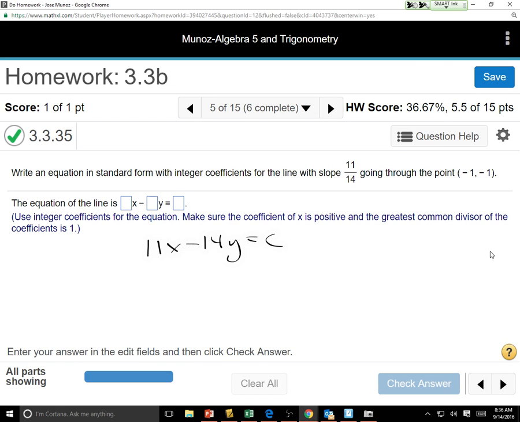Now, all I'm going to do at this point is plug in the x and the y coordinate. Negative 1, negative 1. So this becomes negative 11. This becomes a positive 14. Therefore, c is simply 3. So plug that in there.